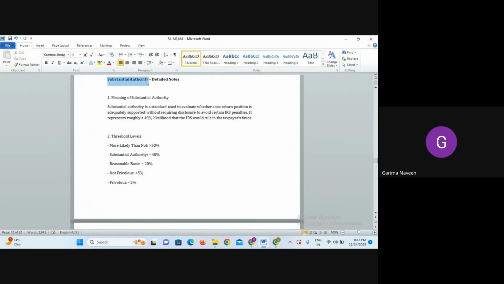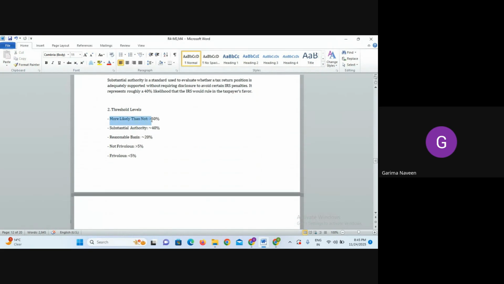Next is substantial authority. Substantial authority, as I told you, means you have more than 40 to 50% chances that the position will be spotted by the IRS without requiring the disclosures, basically. More likely than not means more than 50% chances.